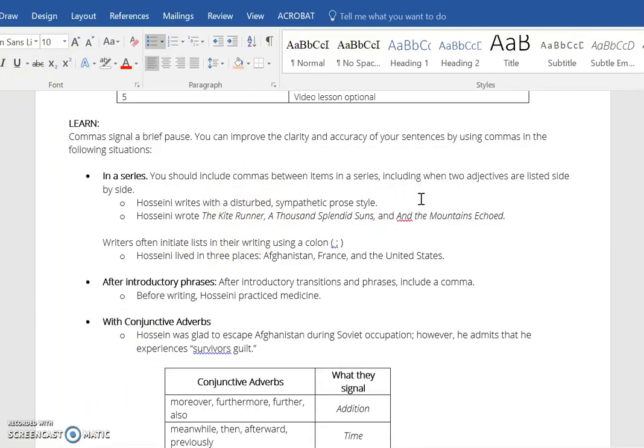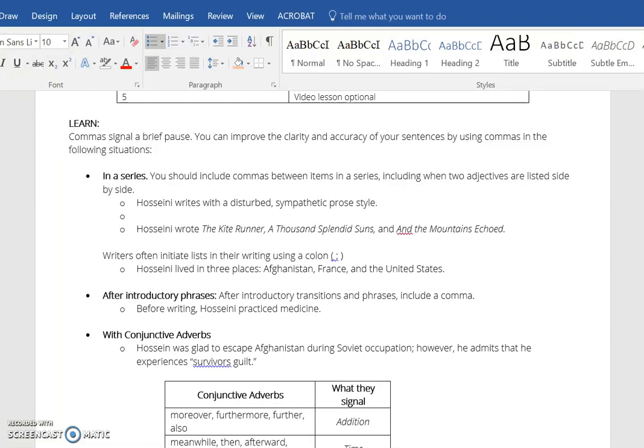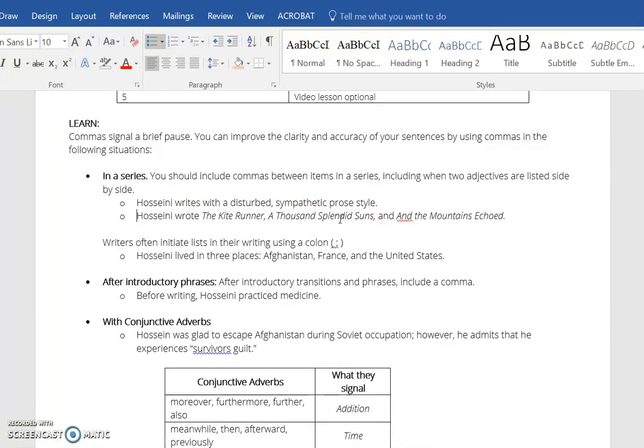Let's do another example, and you can go ahead and add this to your sheet. We could say AP Lit is amazing, astonishing, wonderful, and my favorite class. So because I have 1, 2, 3, and then 4 adjectives in a row, I need to put commas between each one to clarify. We can also do this with nouns.